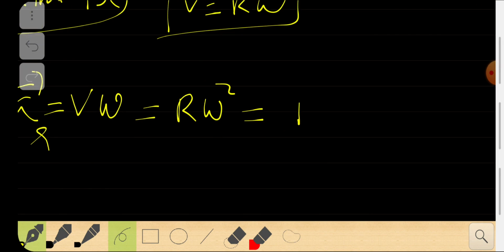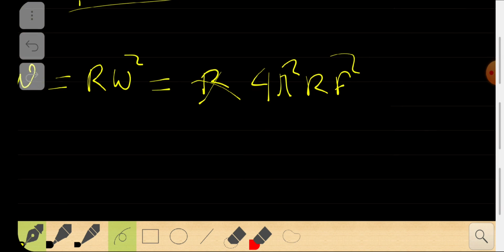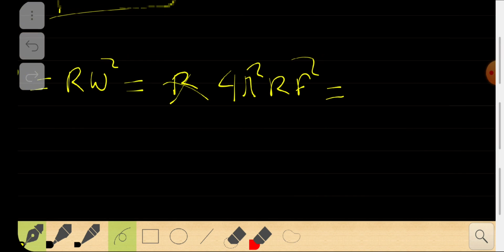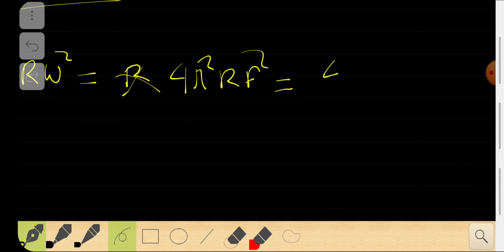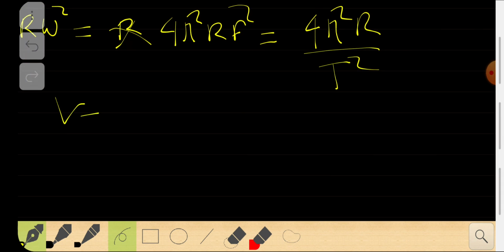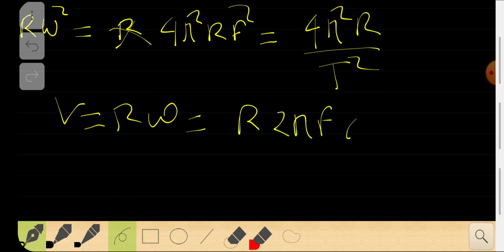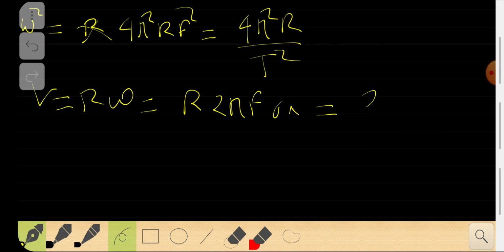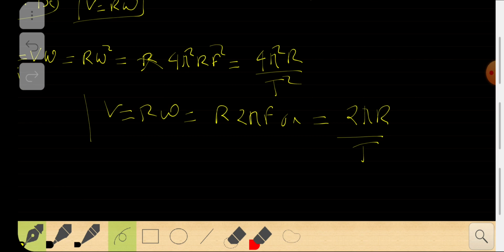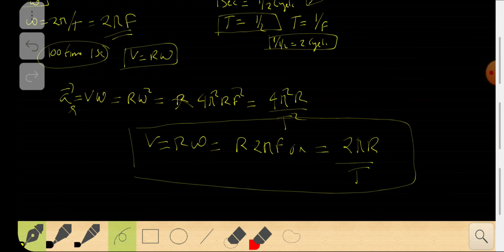So it will be r times 2 pi f the whole square, which is 4 pi square r f square. In terms of time period, it will be 4 pi square r by t square, right? Or we can find out the velocity in terms of omega, frequency and time. You can substitute that: it will be r times 2 pi f, which is equal to 2 pi r by t, right? So that's how you can use that information, frequency and time period.